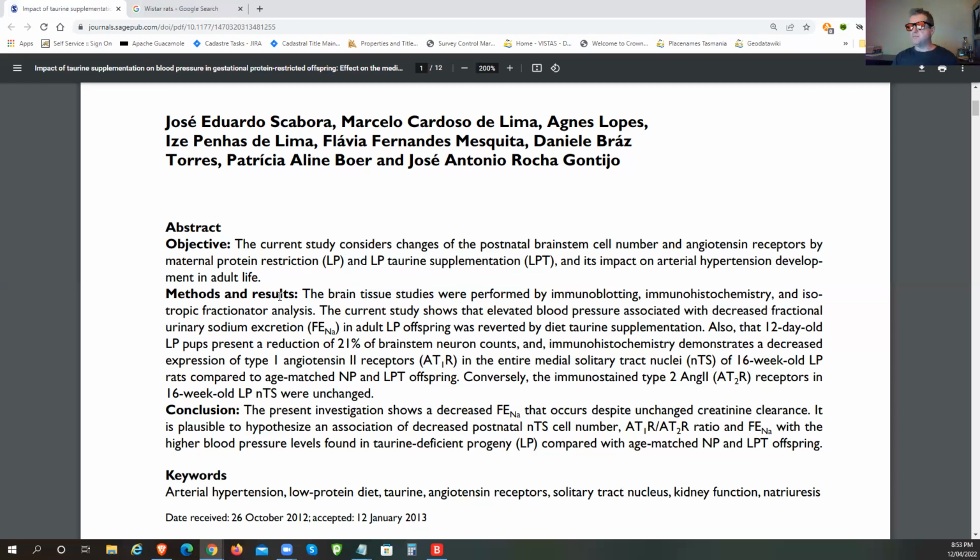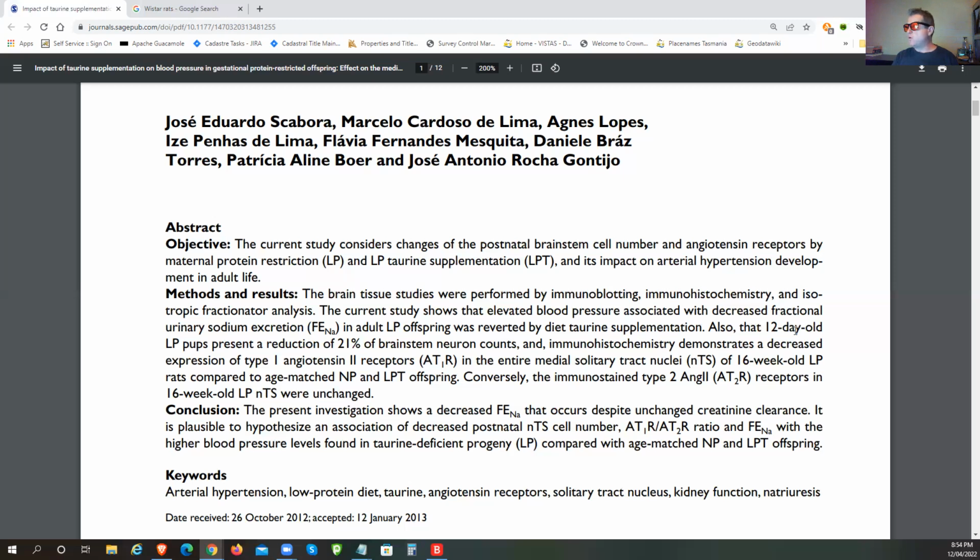Method and results. The brain tissue studies were performed by immunoblotting, put that on that little glass thing, immunohistochemistry, and isotopic fractional analysis. The current study shows that elevated blood pressure associated with decreased fractional urinary sodium excretion, and we'll look at that, in adult protein deprived offspring, was reverted by a diet taurine supplementation.